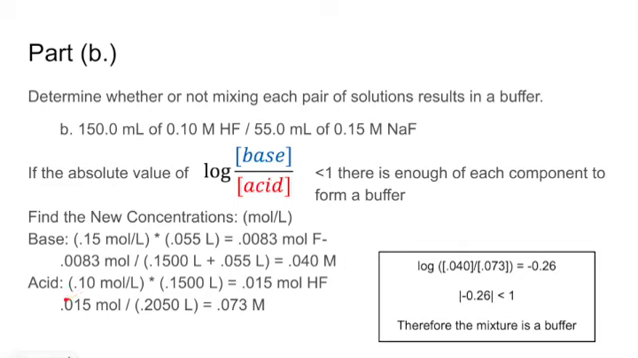We do the same thing for the acid, finding the number of moles of acid initially present, and then divide that by the total new volume of the mixture to get 0.073 molar concentration of acid in this new mixture. We then add these values into the log of the base concentration over the acid concentration and get the value negative 0.26. The absolute value of this is less than 1, so therefore the mixture is a buffer.